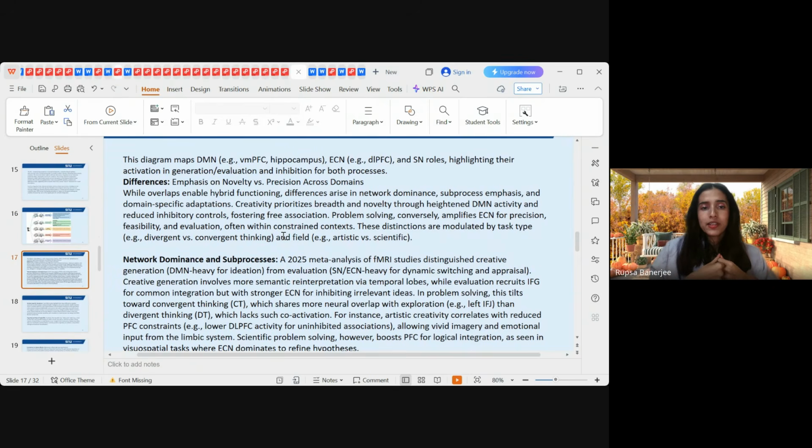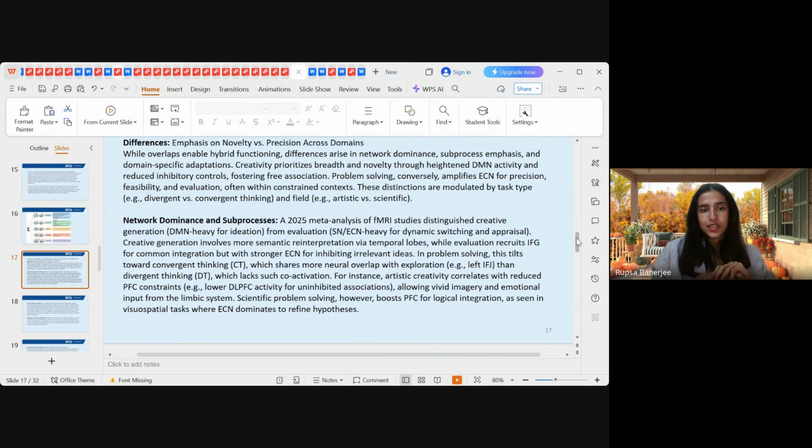Okay, in problem solving, it tilts towards convergent thinking. Okay, the example of the creation of the periodic table, and it shares more neural overlaps with exploration than divergent thinking, which lacks such co-activation. For instance, artistic creativity correlates with reduced prefrontal cortex constraints, okay, allowing vivid imagery and emotional input from the limbic system. So again, something that I mentioned earlier, the prefrontal cortex actually inhibits your DMN network so that you can perform your more rigidified forms of thinking, following patterns, following logic, following reasoning. So the prefrontal cortex actually constrains DMN function. Artistic creativity correlates with reduced PFC.